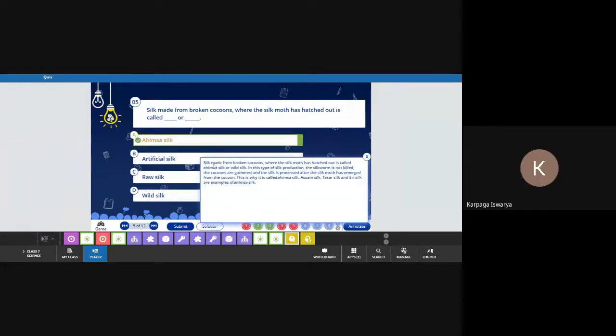See here, silk made from broken cocoons where the silk moth has hatched out is called Ahimsa silk or wild silk. So here the silkworm is not killed, the cocoons are gathered and silk is processed after the silk moth has emerged from the cocoon. That is why we call it Ahimsa silk. Alright?